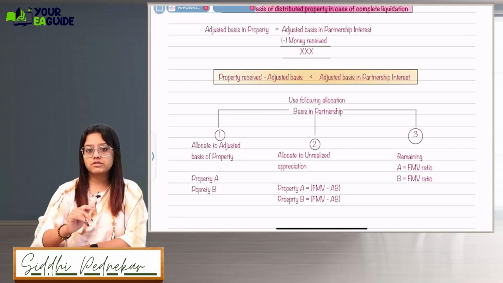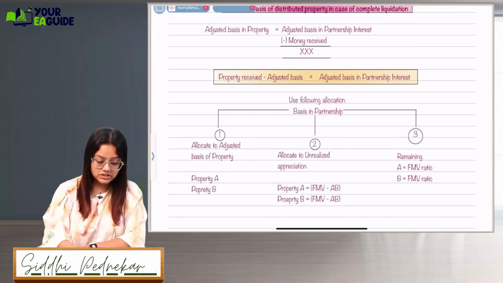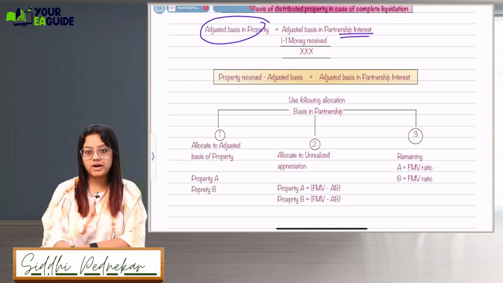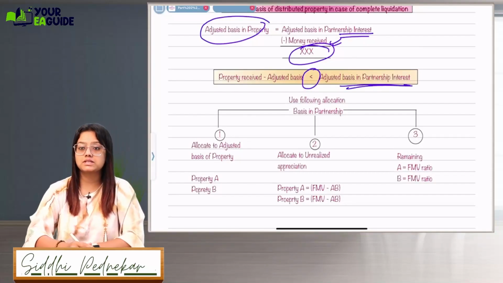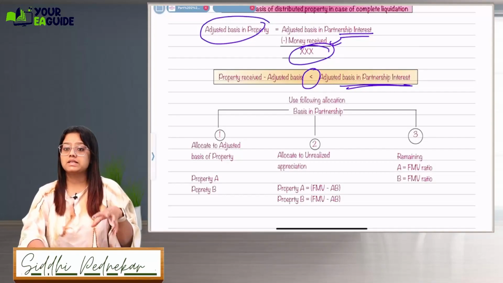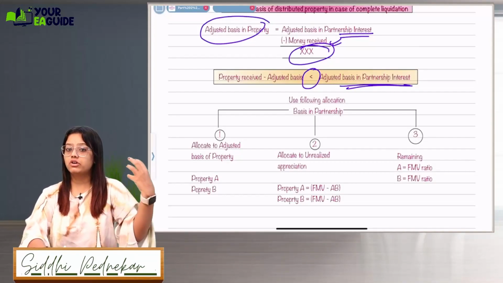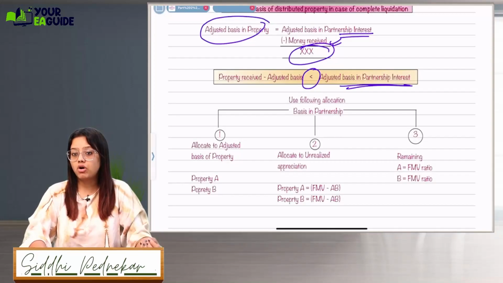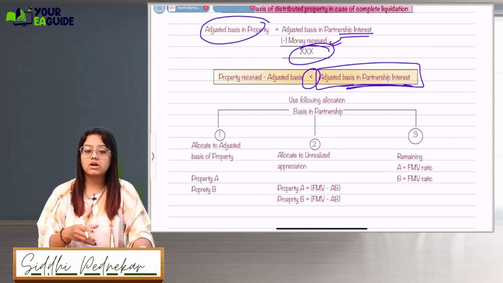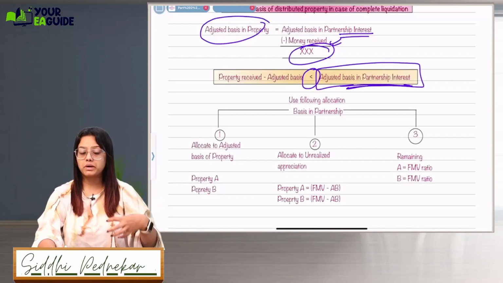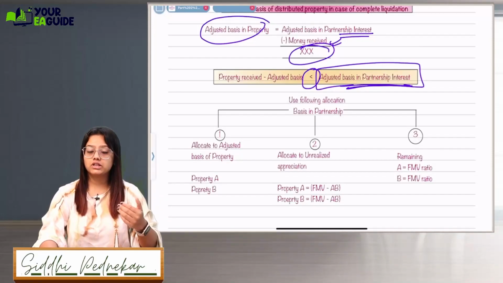So the adjusted basis of the property, in that case, you are just directly going to take the adjusted basis of partnership interest minus any money received. That much will be the adjusted basis of property. Now, if the property received minus adjusted basis is less than the adjusted basis in partnership interest, can I say you are receiving less than whatever your interest was? So there is a kind of loss, but whatever amount you are receiving, you need to allocate it. Let's say you receive money, you receive property also, you receive cash, any other property or any other continuing property.